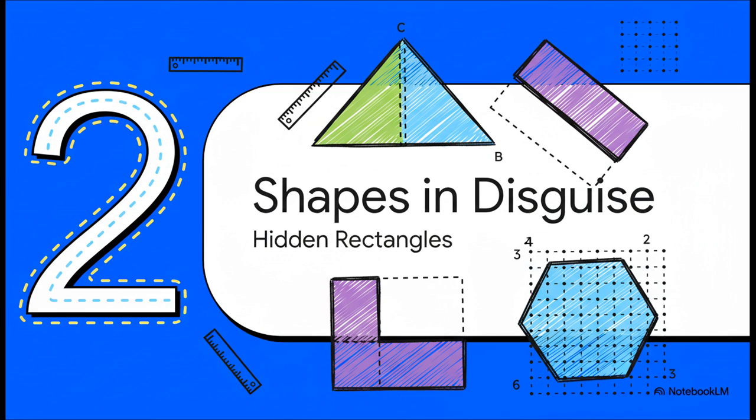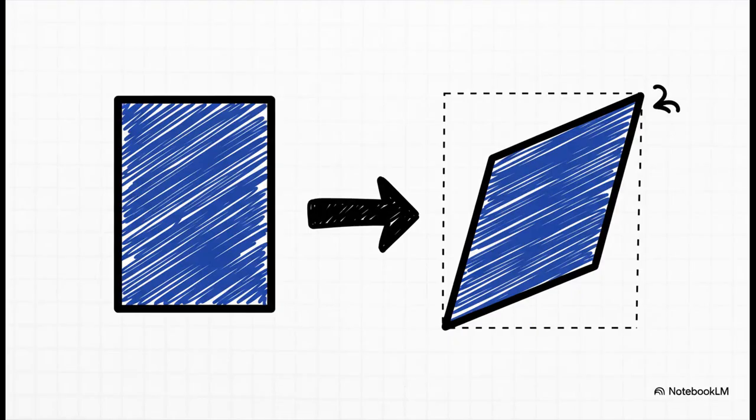Well, this is where it gets really cool, because a lot of the most common shapes are actually just rectangles in disguise. You just have to know the trick to unmask them. So take a look at this parallelogram. It's basically a rectangle that just got kind of lazy and decided to lean over. Now, your first instinct when you want to find its area might be to measure that slanted side, right? But that is a classic trap.